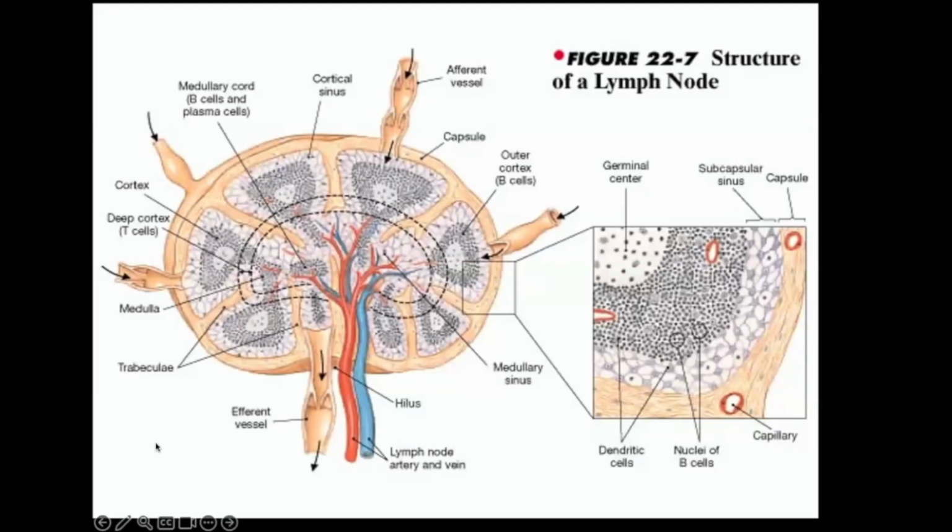So there's a lot of things going on in here. You have the production of some white blood cells. You also have the trapping of pathogens and so forth in here for destruction. We want to destroy those guys.